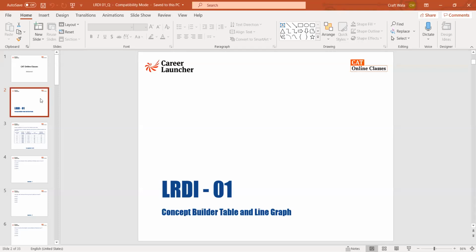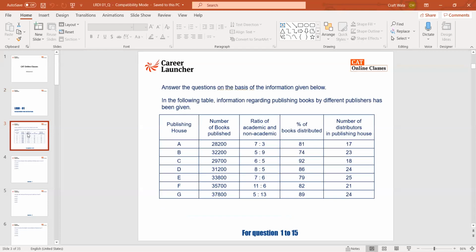So these are a few basics that we should be aware of. Let's look at the first set. The first set says: in the following table, information regarding books published by different publishers has been given. If I read the table, it says A is a publishing house which has a total of 28,200 books being published. They are published in the ratio 7:3.